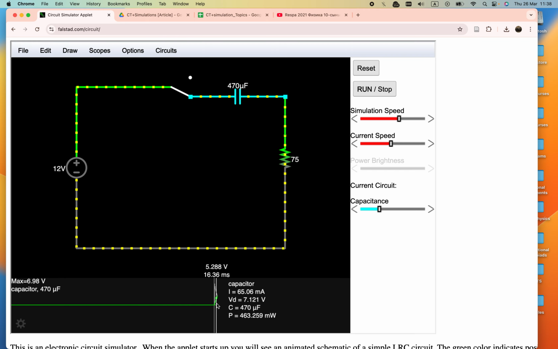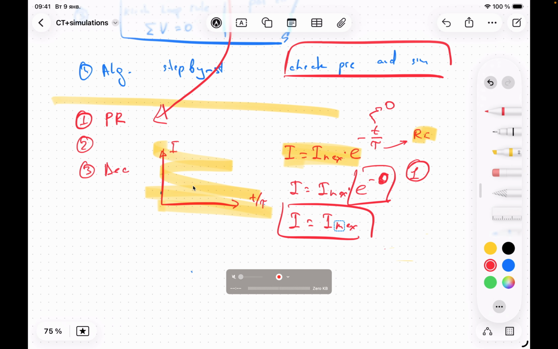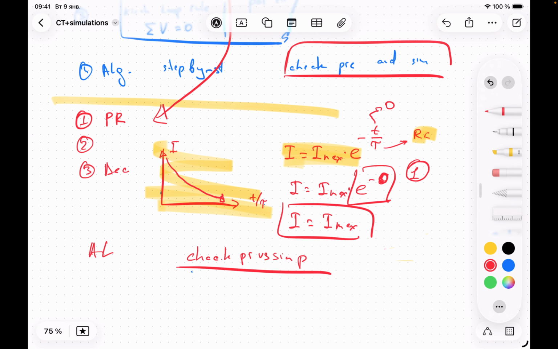That one is our decomposition. The last one is the abstraction. Abstraction is the step-by-step solution. We draw it like a curved line, gradually decreasing with this curved line. So we wrote the equation of the current, kind of these steps. Okay, and the last part of abstraction, the algorithm, is to check the predicted value with the simulation value. Okay, you have to check the predicted value with the simulation value.